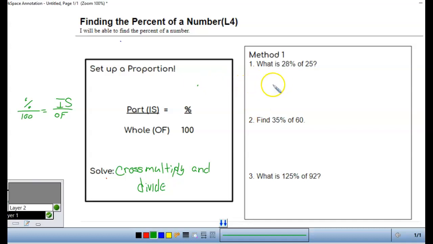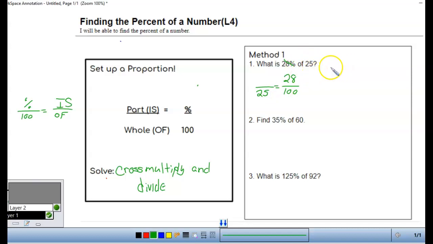So hop over here. We start with our two fraction lines, and I like to start with the percent because it's easier. So there's the percent, 28% over 100. And then I look, this says of before the 25, so it's going to go on the bottom, because we're looking for out of 25.